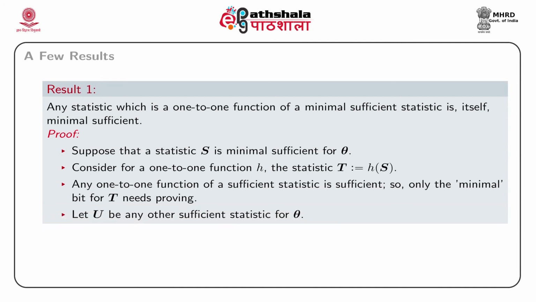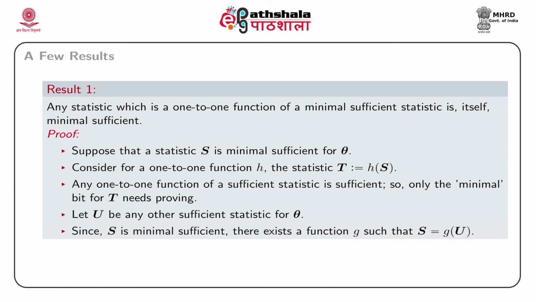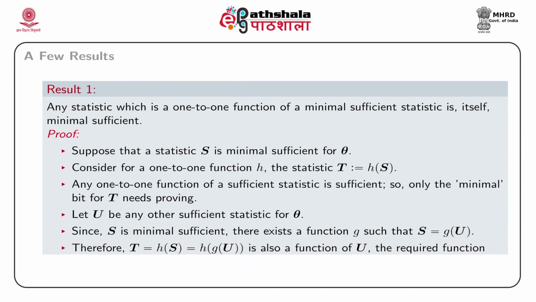Let U be any other sufficient statistic for theta. Since S is minimal sufficient, we must have S equals g(U) for some function g, because S is a function of every other sufficient statistic. Then we obviously have T equals H(S), which equals H(g(U)), and therefore T is also a function of U, which verifies that T is minimal sufficient.